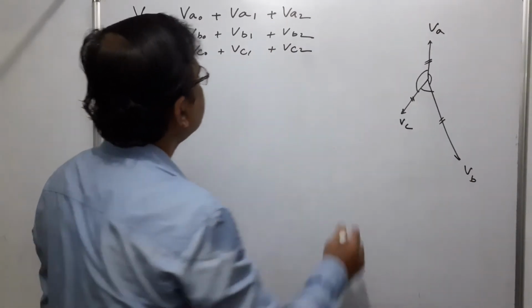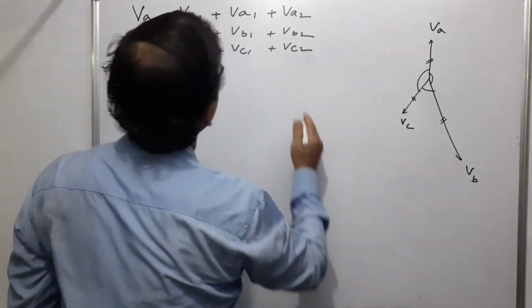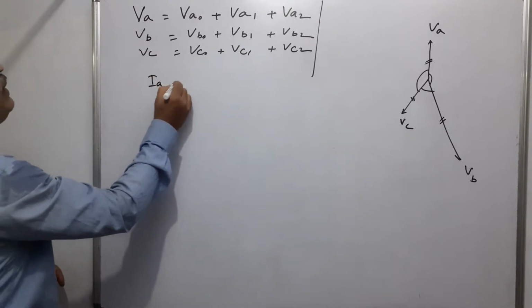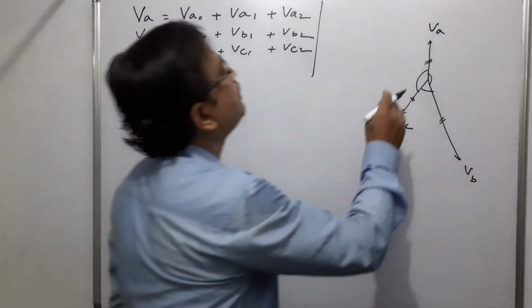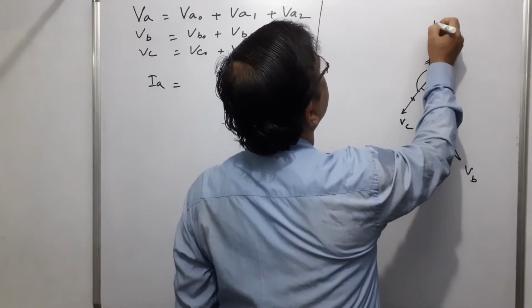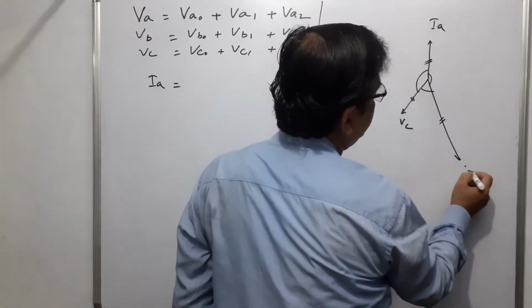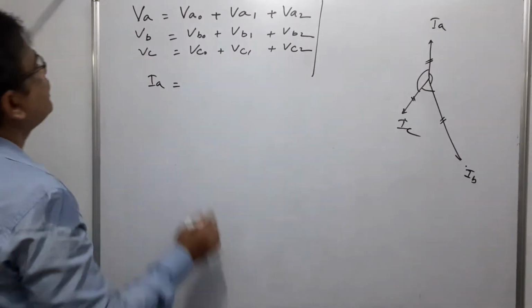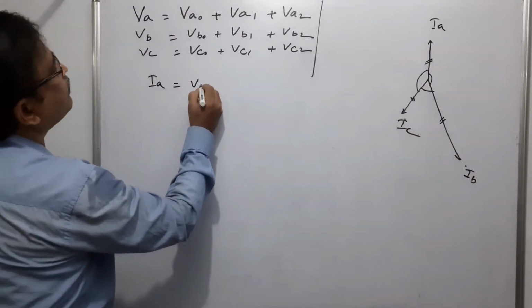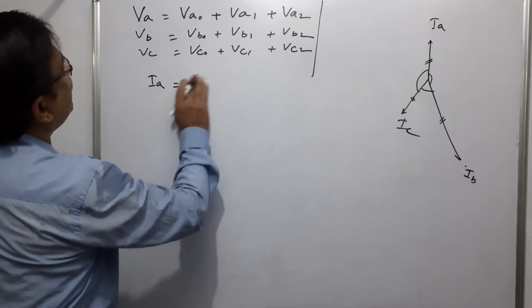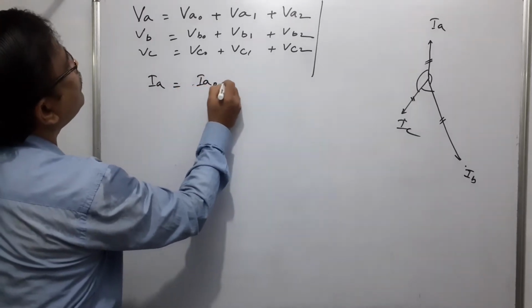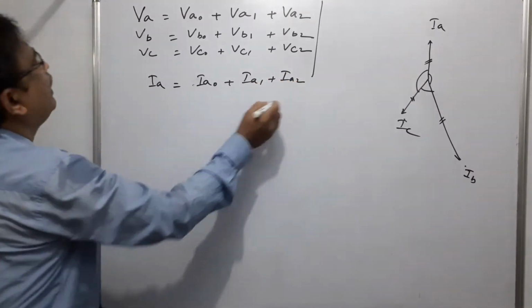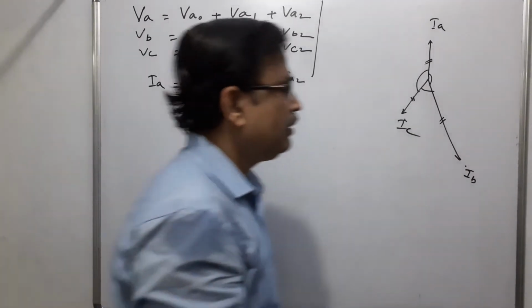Similarly, instead of voltage, if it is current, IA, IB, IC, then the unsymmetrical current can also be resolved like this: IA equals IA0 plus IA1 plus IA2, and likewise for IB and IC.